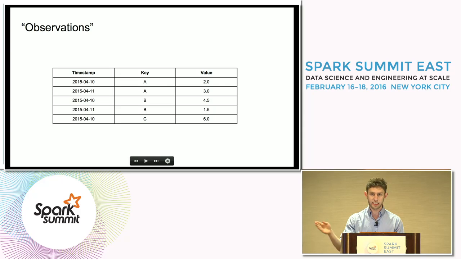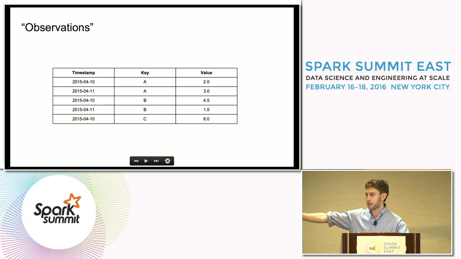The second column is a key, and that tells us, if we have a multivariate time series, which variable that particular observation corresponds to. And then last of all, we have a value, which is the actual observation, the actual number that we're observing at that moment in time for that particular variable.